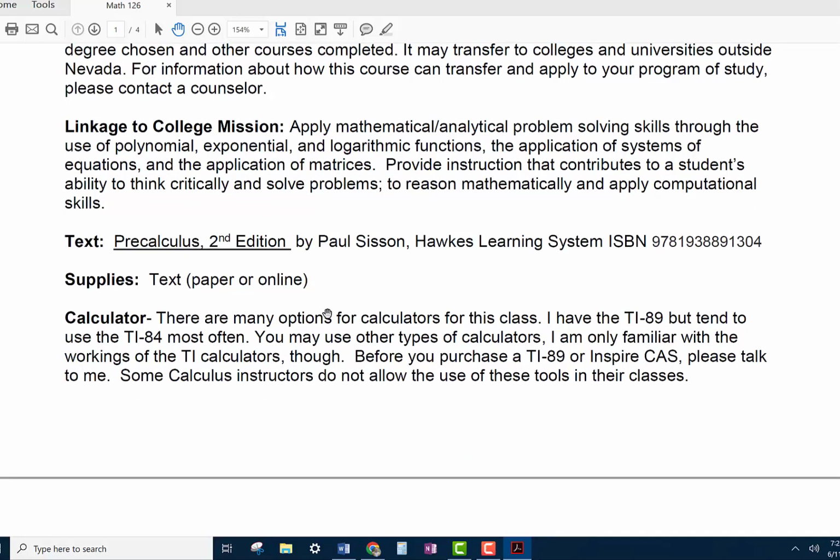Calculator. There are many options for calculators for this class. I have the TI-89, but I tend to use the TI-84 most often. You may use other types of calculators. I'm only familiar with the workings of the TI calculators though. My son has the Casio. Not a fan of it, and I've been trained up through the TIs, so I think they work pretty well. Before you purchase the TI-89 or Inspire CAS, though, please talk to me. Some calculus instructors do not allow the use of these tools in their classes.